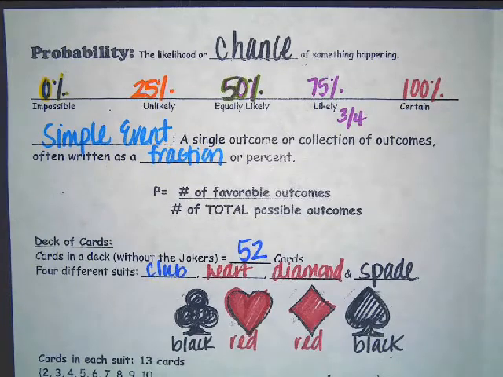Today we're going to focus on simple events. A simple event is a single outcome or collection of outcomes, often written as a fraction or a percent. Let's take a look at how we'll write this fraction.